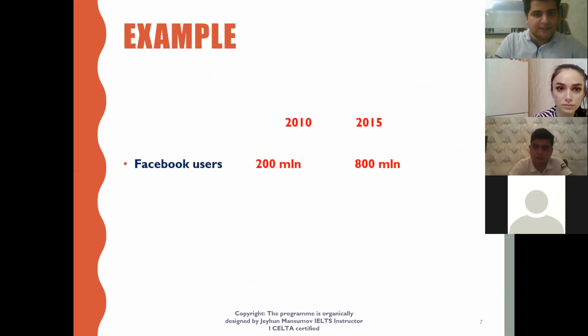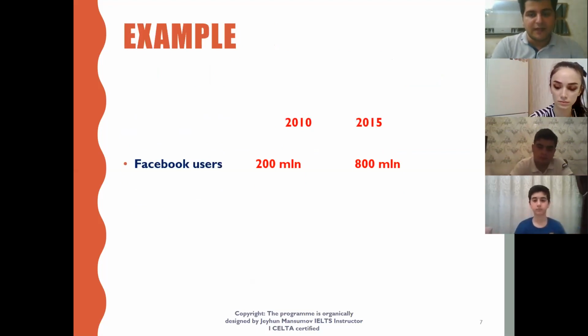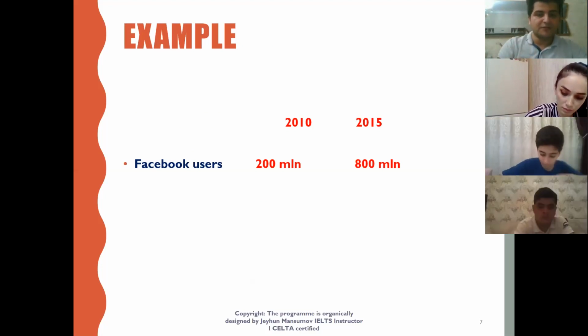Okay. So let's look at these statistics. Facebook users in 2010 and 2015. By the way, this is fake information. Please don't take it seriously. Have your paper and make one or two sentences maximum. So don't make a big paragraph, please. And describe this statistic: how the number of Facebook users changed between 2010 and 2015. Maximum two sentences. Even one sentence is enough. Okay, so you have 2 minutes.